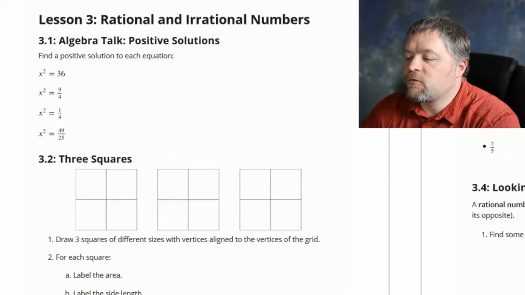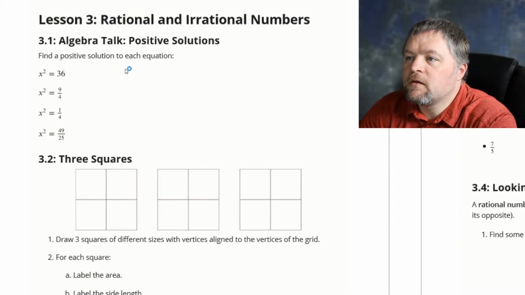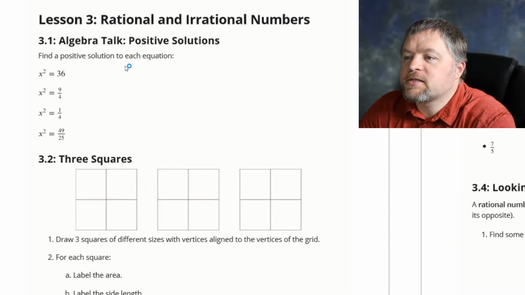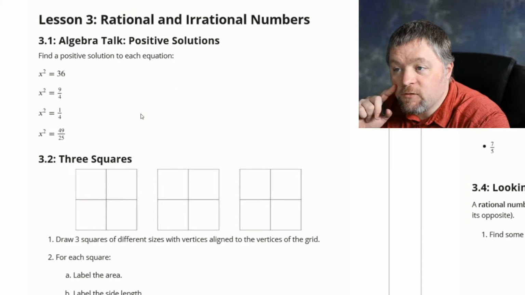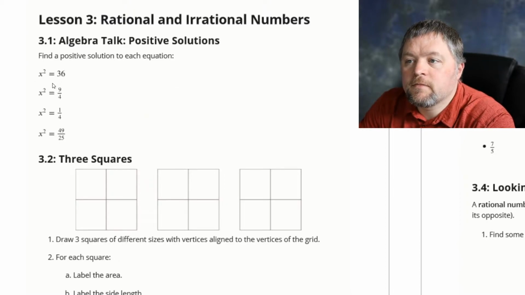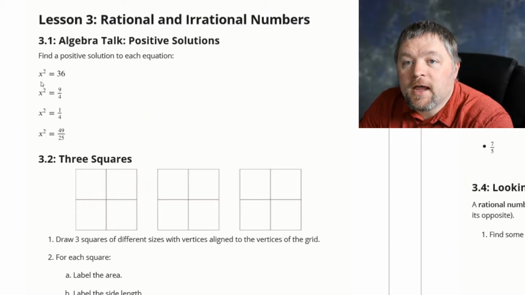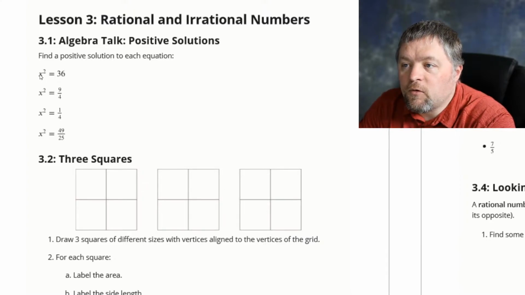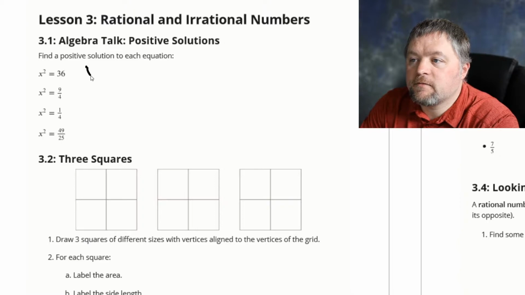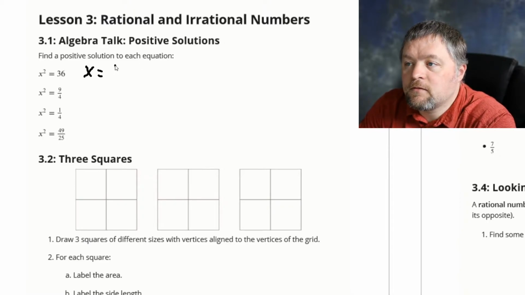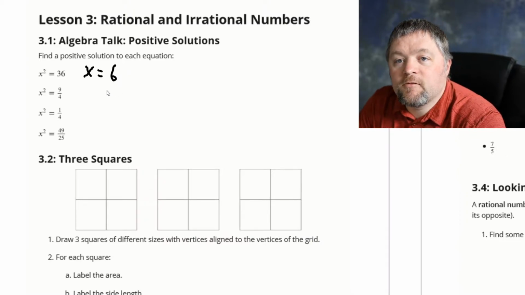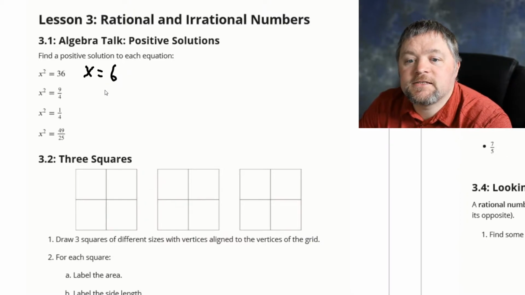Our first question on here is find a positive solution to each equation. If x squared is 36, what does x have to be? The square root of 36 is 6.